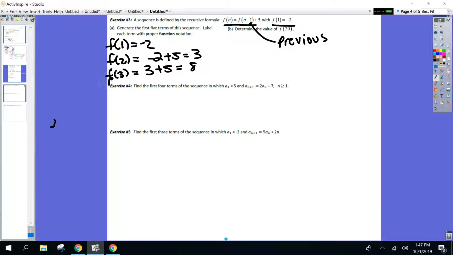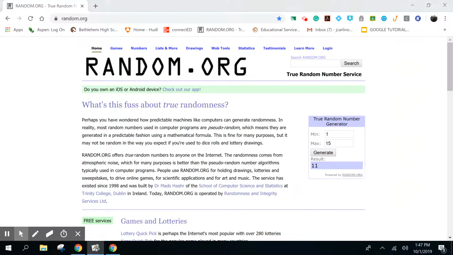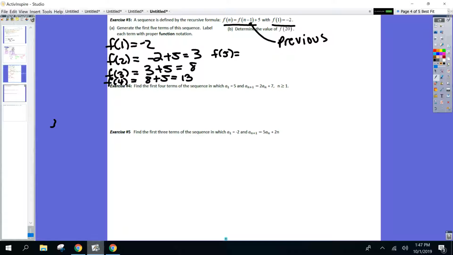And then how about the fourth term? 8 plus 5. So my fourth term is 13, but it did say 5, right? Don't say a word. 12. 13.